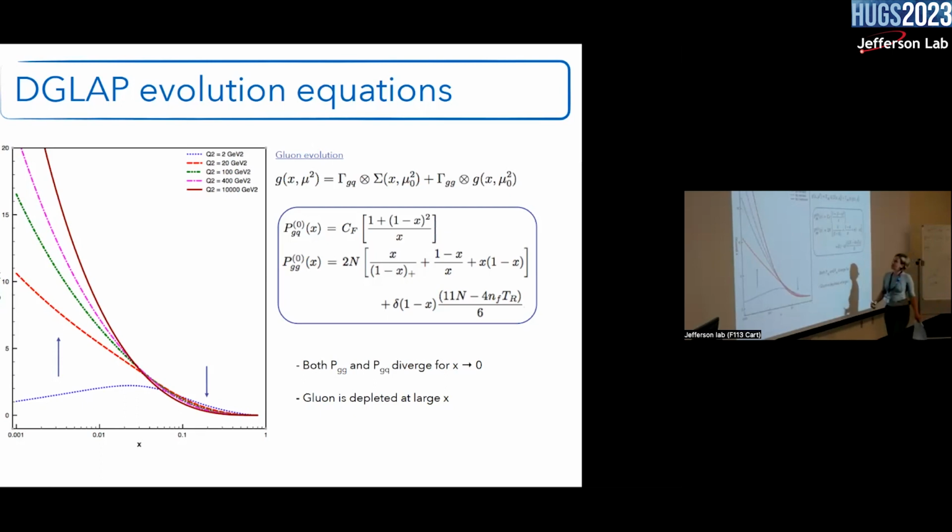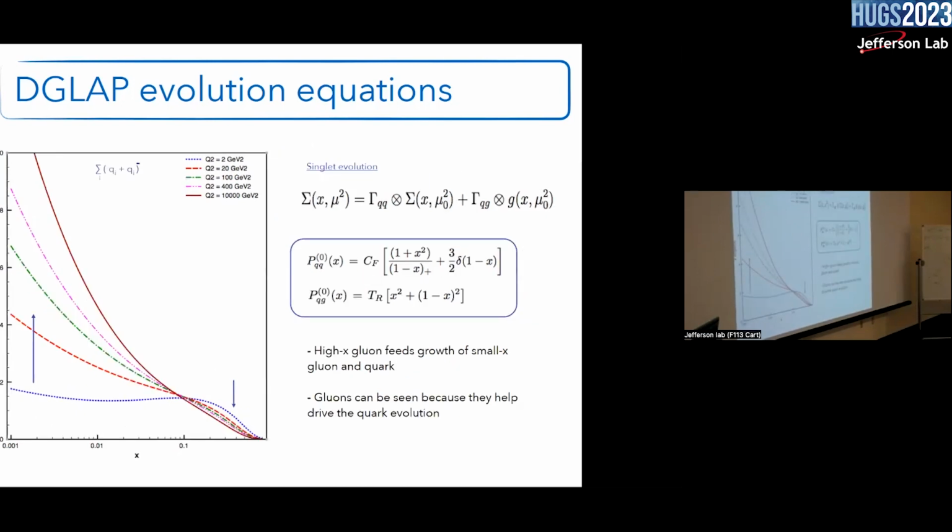And you have a similar behavior for the quark. Anyway, then we can look at them later on. But you can see that for the quark evolution, when you sum them all up, because of the coupling with the quarks, they grow much less, but still they grow at a smaller x. And they are depleted at large x.